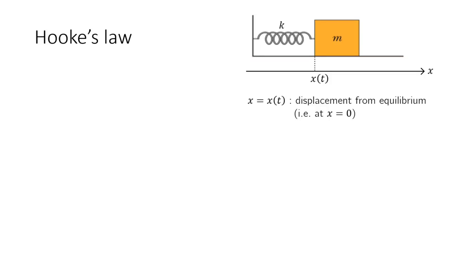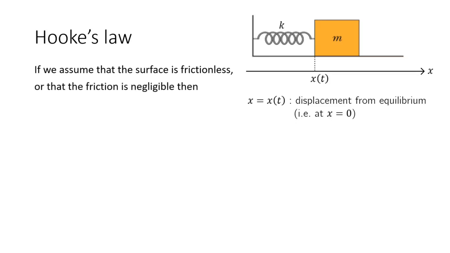Just a normal block spring system like you are used to, where x of t is a displacement from equilibrium, and equilibrium meaning that there is no net force on the block. And we assume, to keep it simple, that the surface is frictionless, or at least that the friction is negligible. So perhaps it's just a very smooth surface with a thin oil layer, or the block is resting on an airbed, or it's a vertical arrangement where the block is hanging or suspended, and we choose to ignore air resistance.